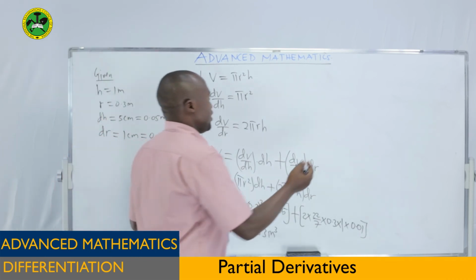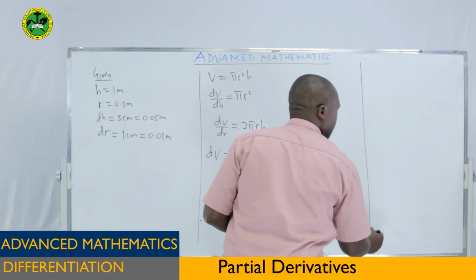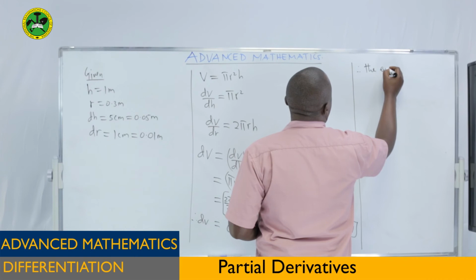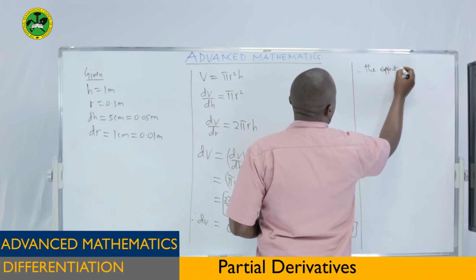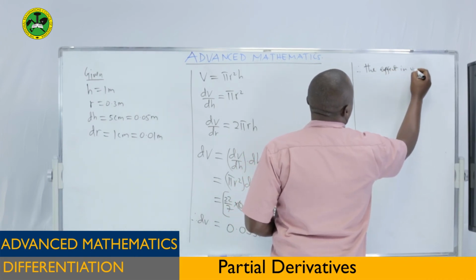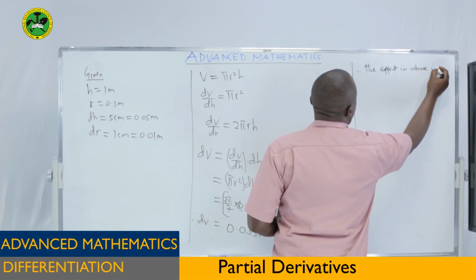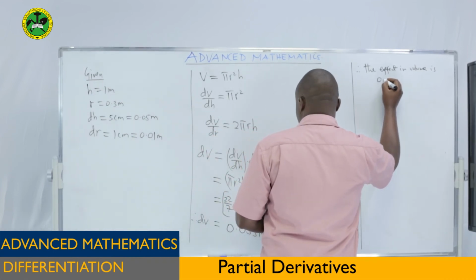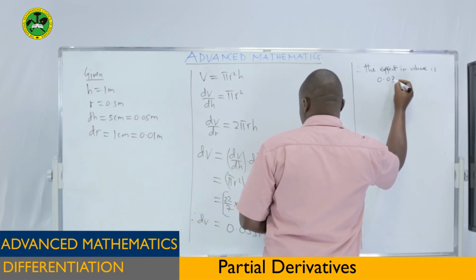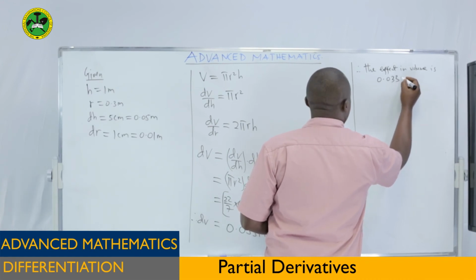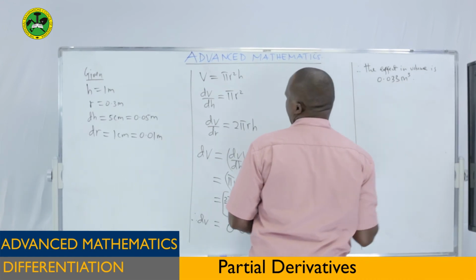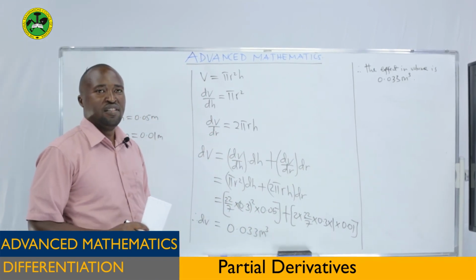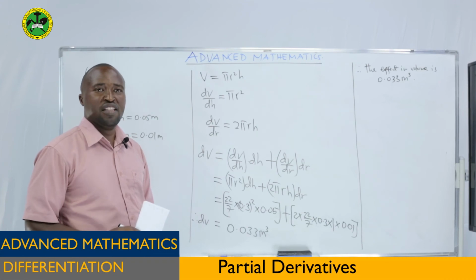So we conclude by saying the effect in measuring volume is, so our answer is equal to 0.033 cubic meters. That is one. So students, let us proceed with the second word problem.